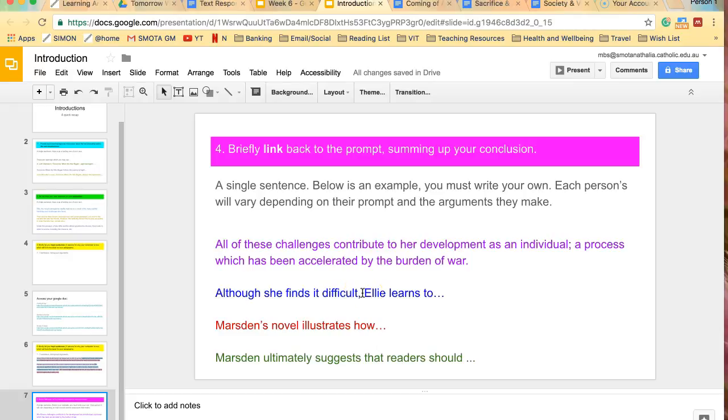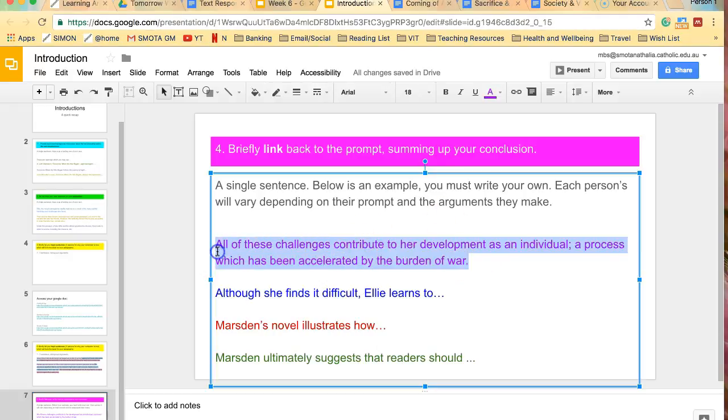Now the purpose of this sentence is to just reiterate what your whole essay is going to be about, and summing it up with reference to what is in your prompt. So an example of one is here. Again, you cannot copy this, just use it for inspiration. All of these challenges, so this is related to the coming of age question, all of these challenges contribute to her development as an individual, a process which has been accelerated by the burden of war.